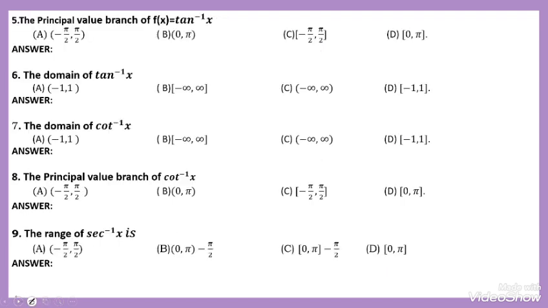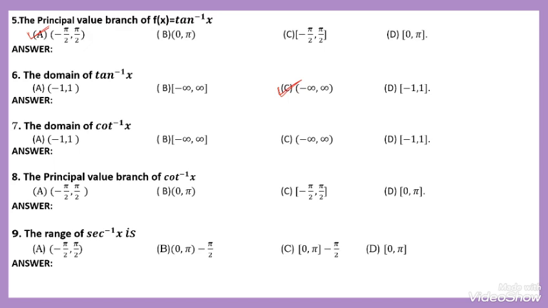Next, move on to the tan inverse function. The tan inverse function shows an open interval, minus 90 degrees to 90 degrees. Here pi by 2 indicates 90 degrees, so minus pi by 2 to pi by 2. Again, the domain of the tan inverse function is the real numbers. The real numbers always indicate minus infinity to infinity.